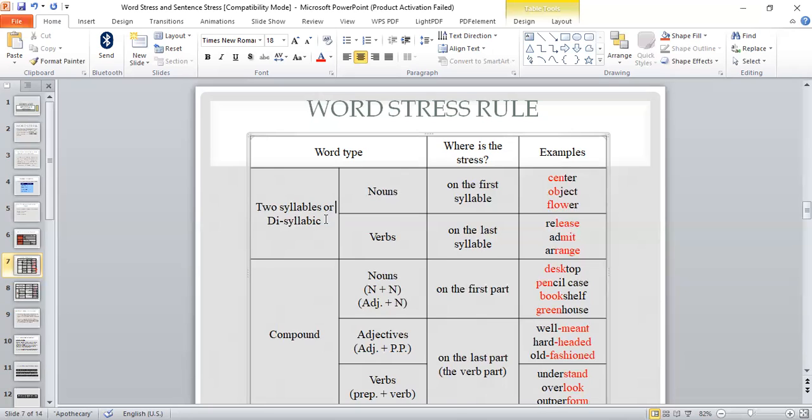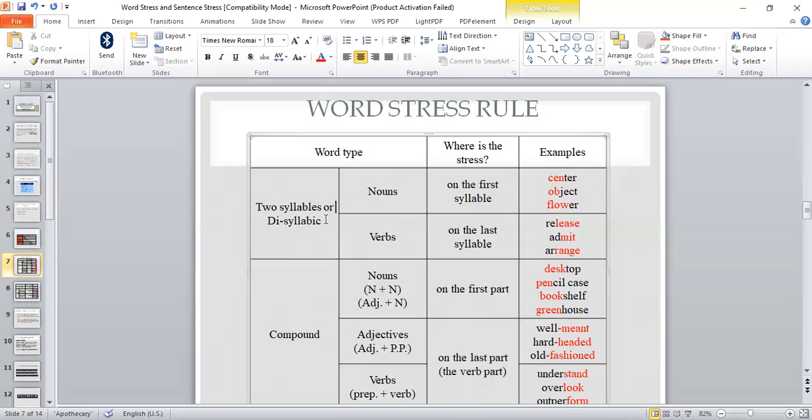So remember, for compound nouns, this stressed syllable is on the first word and usually on the first syllable of the first word. And you can see in other examples that we have.